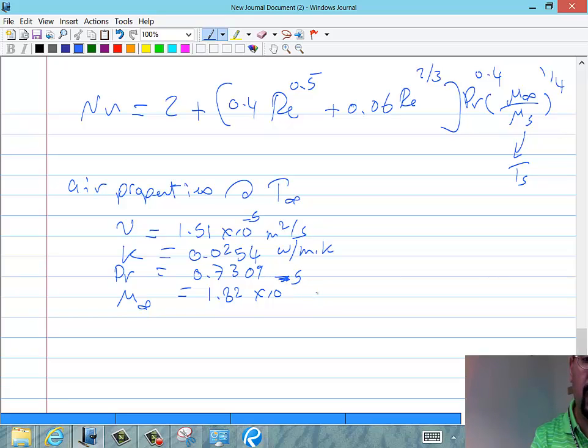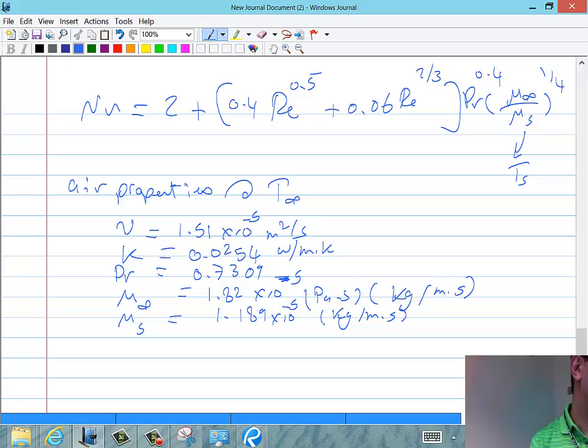and that viscosity I told you is Pascal second, but another way to write it rather than Pascal second, you could also say it's kilogram per meter second. It's the same thing. Pascal second is the same as kilogram per meter second. And you get mu s, which is also for air, but just at a different temperature, 1.89 × 10^-5 kilogram per meter second. All right.